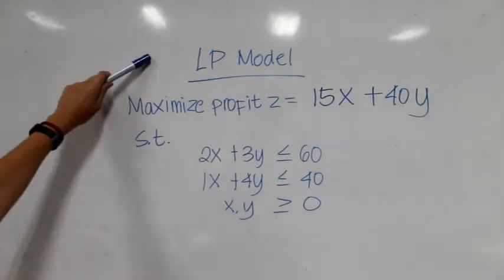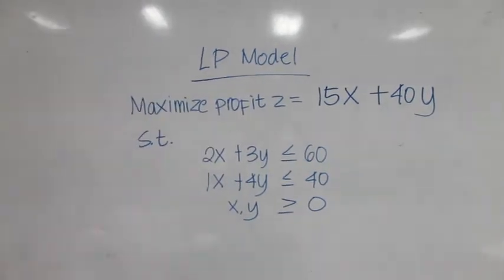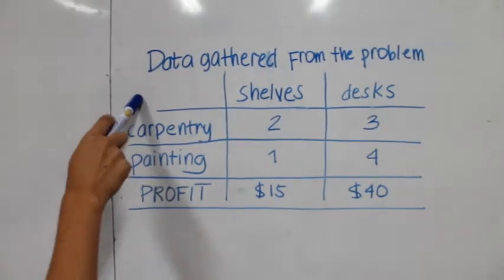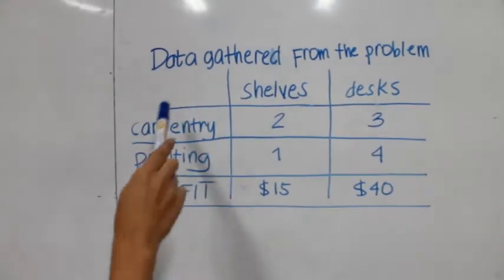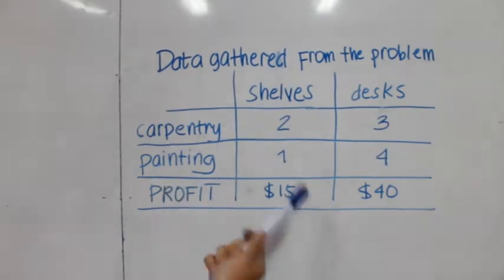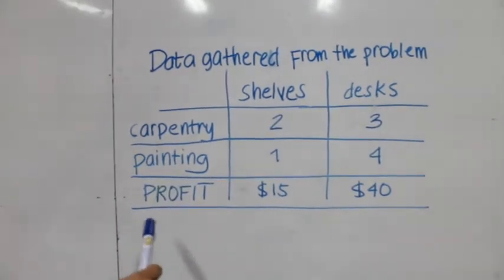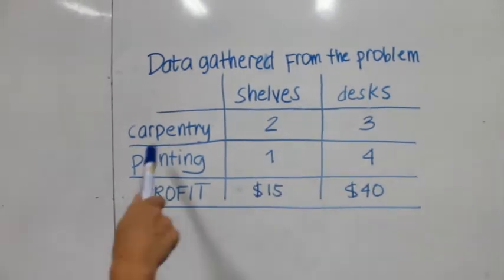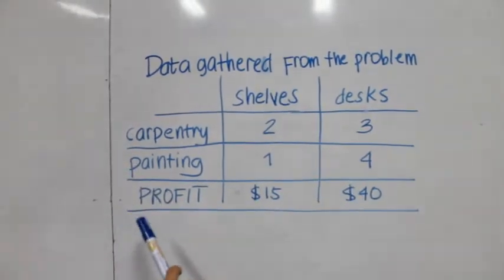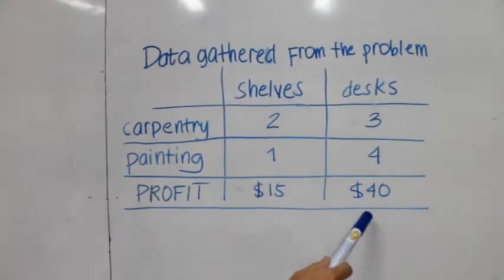So here is the final LP model. From the problem, we gathered the following data. For shelves, it takes 2 hours of carpentry and 1 hour of painting, with a profit of $15, while for desks, it takes 3 hours of carpentry and 4 hours of painting, with a profit of $40.